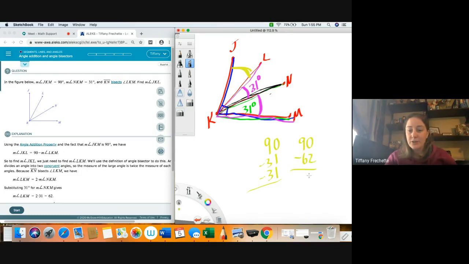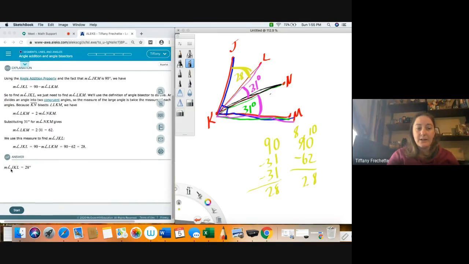It's a little easier to do this one in my head. I know I said in my head, but I'll borrow just so that you can kind of see it as I'm doing it here. So I end up with 28. So you'd end up with the same thing here. If you went 90 minus 31 minus another 31, you'd end up with 28 degrees here. So if you go down to the bottom here, that's exactly what they show you.